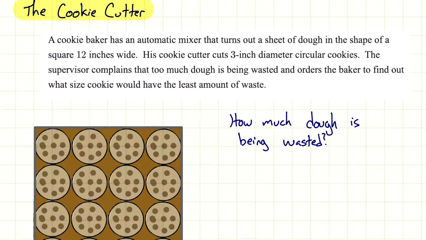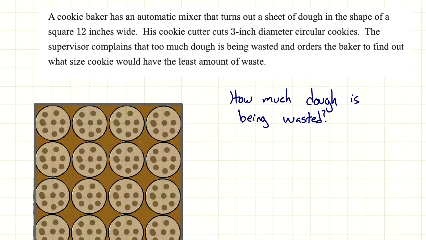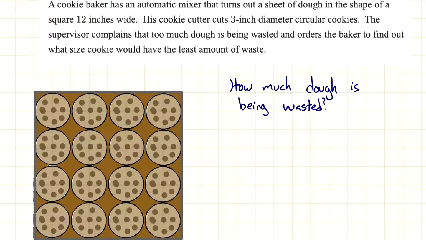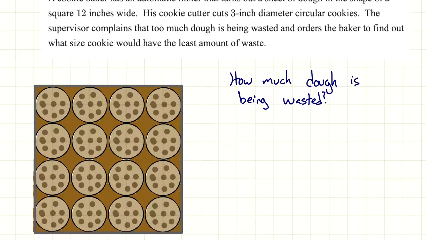So we have to start by figuring out how much dough is actually being wasted to begin with. So we're going to start this process. And if we were in the classroom, I'd have us test out different size cookies. But we'll just start that process here. We want to figure out how much cookie dough is lost based on the information we have.